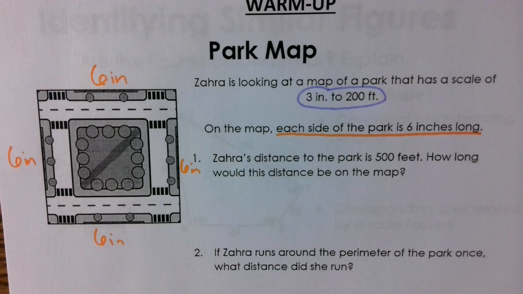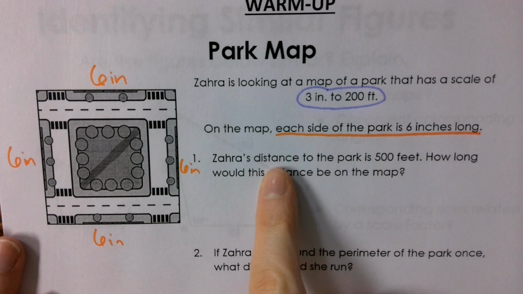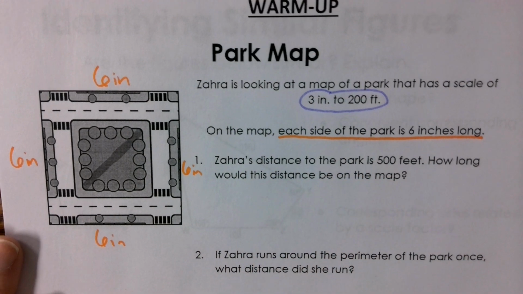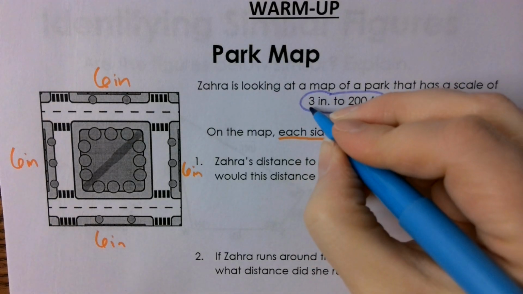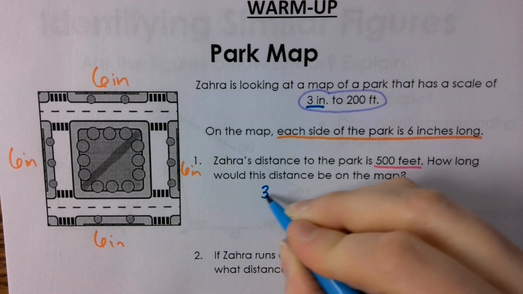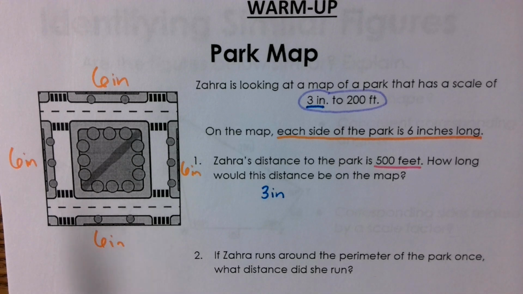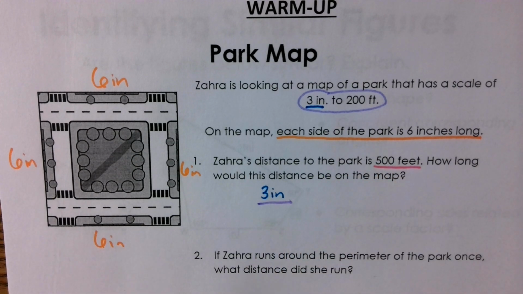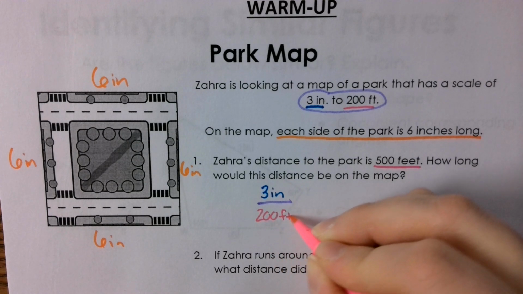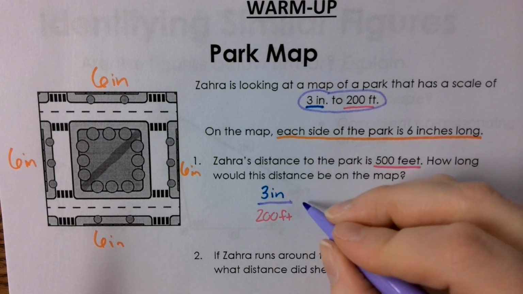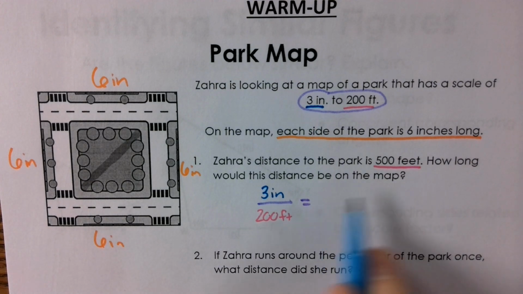And then what we're trying to figure out is, for the first question, if her distance is 500 feet, then how long is that distance going to be on the map? So we're going to take that scale that we have here, where we've got 3 inches. I'm going to highlight that one in blue. We've got 3 inches that I'm going to go ahead and place on top of the scale. It's going to represent 200 feet on the bottom of the scale. And then we want to know how long is this distance on the map.